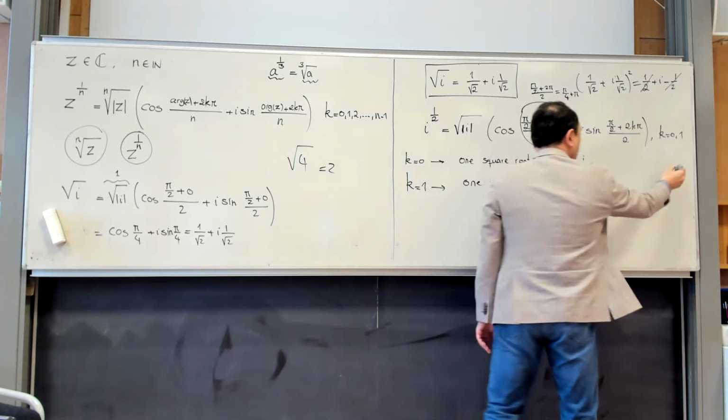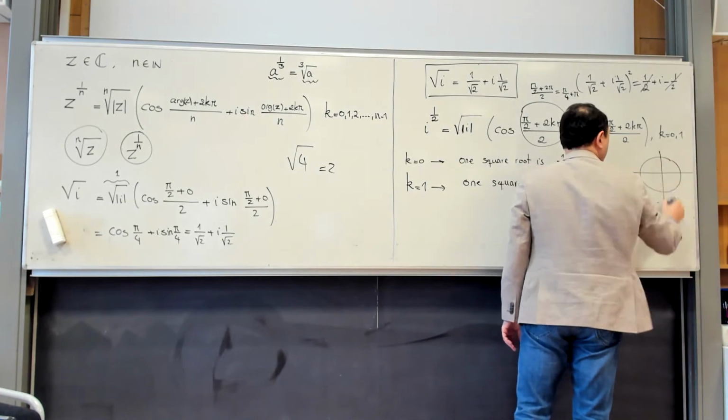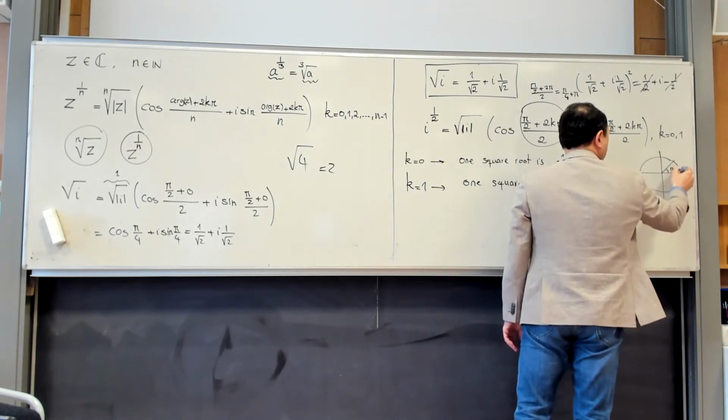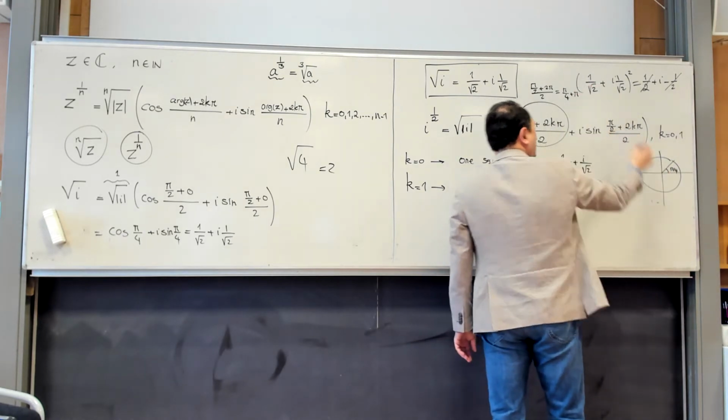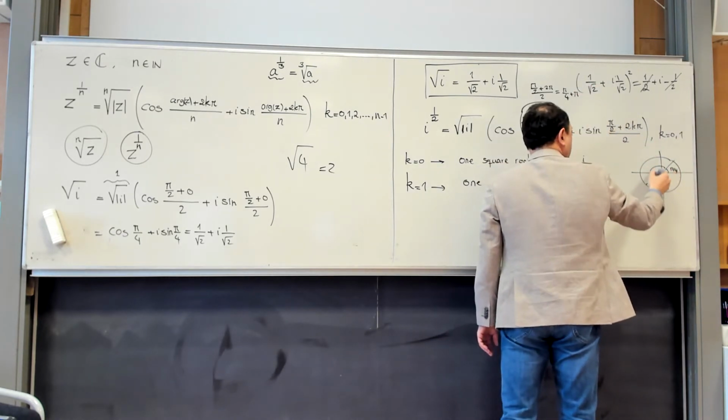So where is pi over 4? In the unit circle, pi over 4 is here. But now I am adding pi to it. So I go exactly to this point, yes?